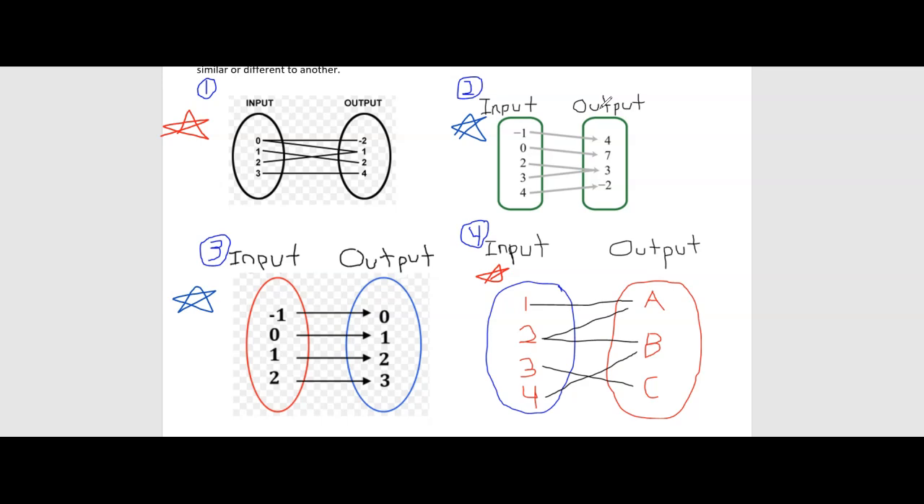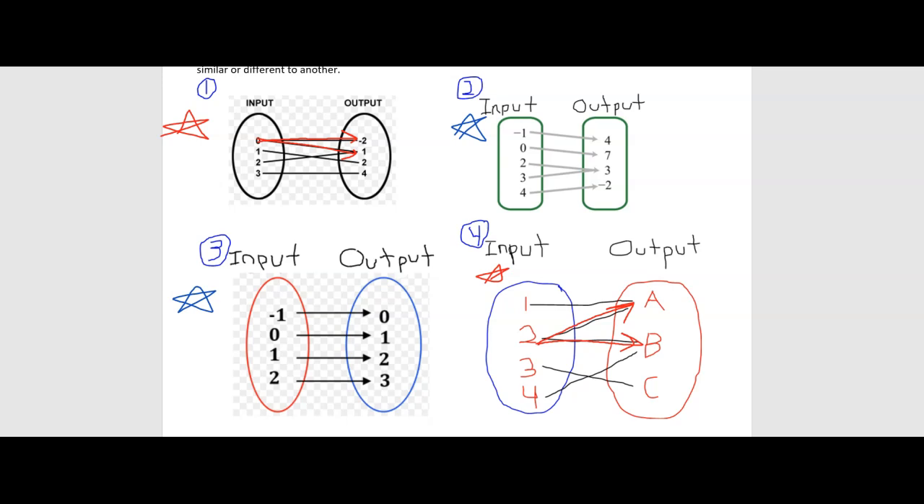So if you notice, 1 and 4 both have an input that goes to two different outputs. So if I look up here at number 1, 0, let's do red, 0 goes to both 1 and 2. If I look down at number 4, 2 goes to both A and B. So for 1 and 4, they both have an input that goes to two different outputs.